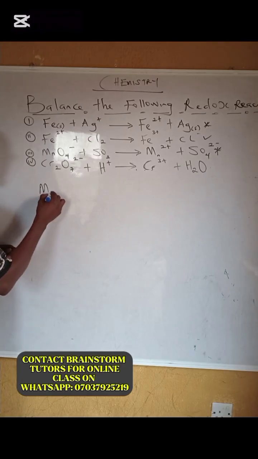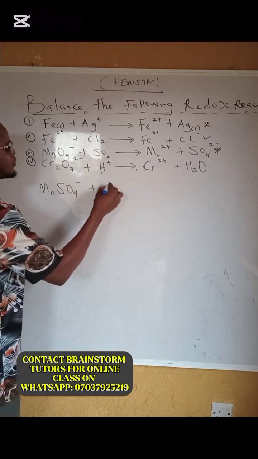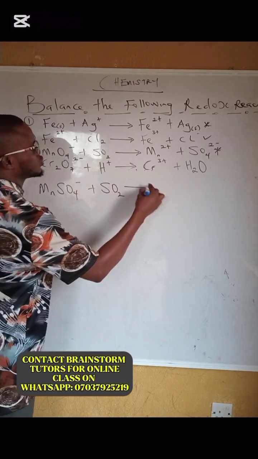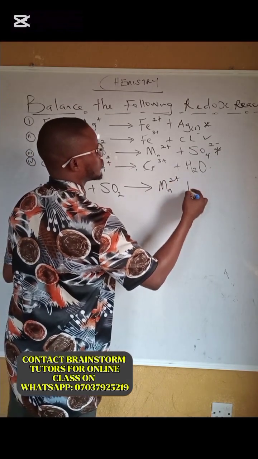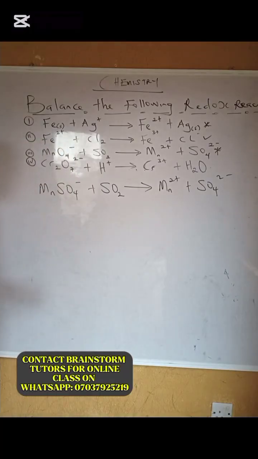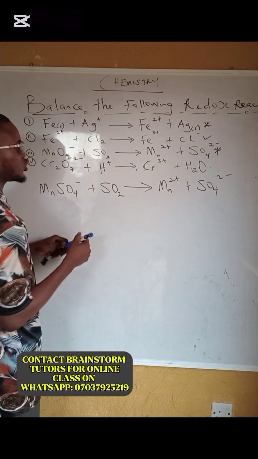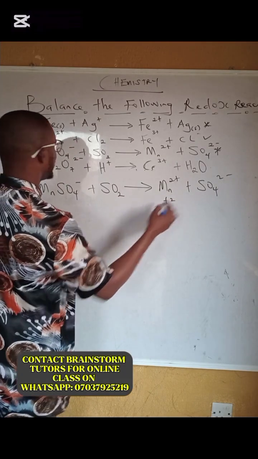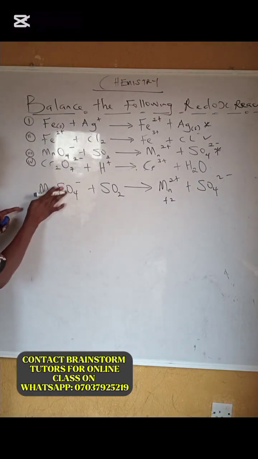I'm going to have MnO4- plus SO2. It produces manganese Mn2+ and SO4 2-. Now, to get this done, the first thing we do here is calculate the oxidation number of manganese that we have here and what we have here. Remember, the oxidation number of manganese that we have here is just plus 2. I need to also look for the oxidation number of manganese that we have here.